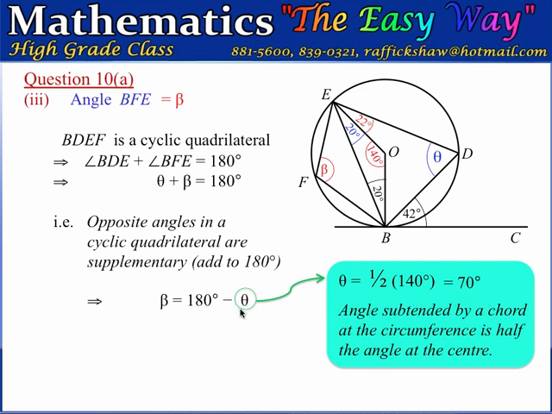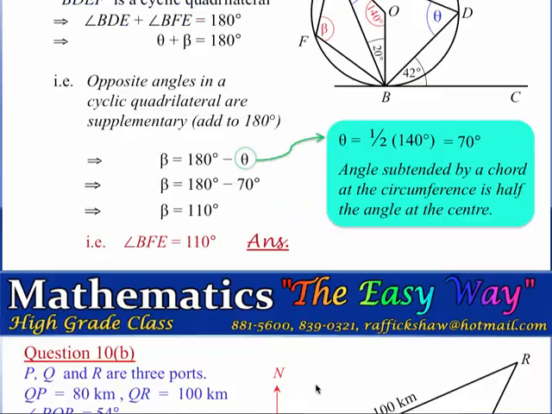Now that we know that theta is 70 degrees, we can proceed to calculate beta by subtracting that 70 degrees from 180 degrees. And when we do that calculation, beta comes out to be 110 degrees. And therefore, the angle BFE is 110 degrees. And that's the answer for that part of the question. Let's move down now to part B.